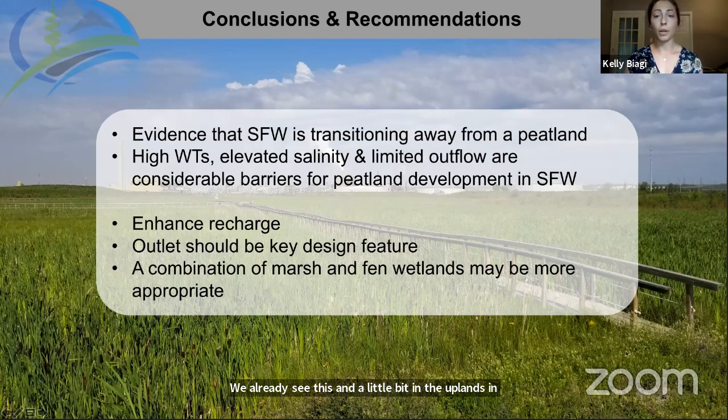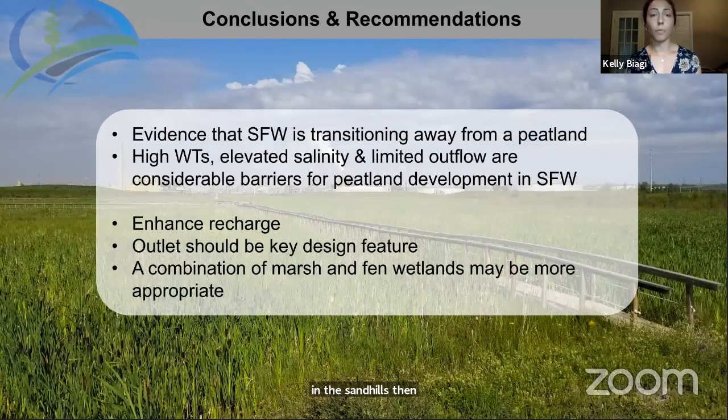A naturally flowing outlet should be a key design feature to offer a consistent flushing mechanism. And then lastly, a combination of a marsh and fen wetland may be more appropriate, which is what we're already seeing in the Sandhill Fen, where maybe a fen upgradient of a marsh could shed excess water to the marsh and have reduced interaction with the saline groundwater as well.